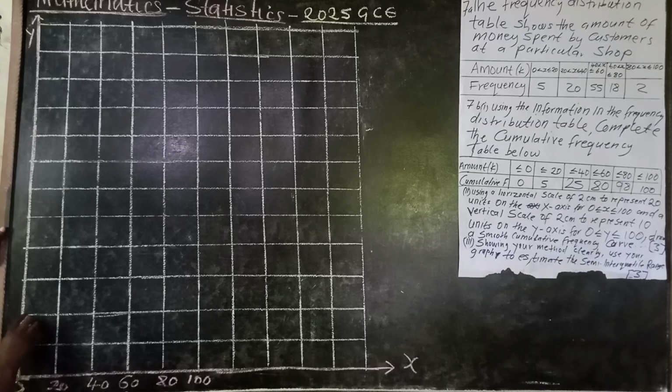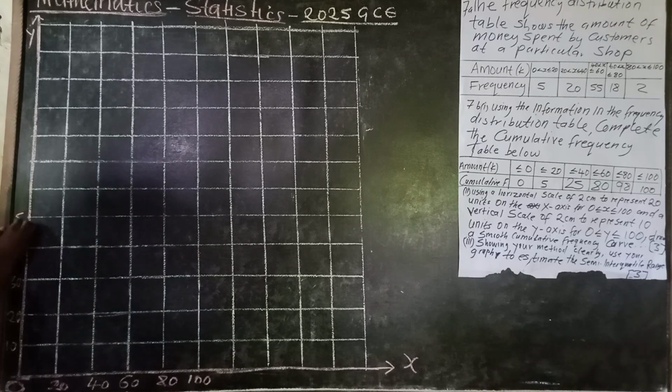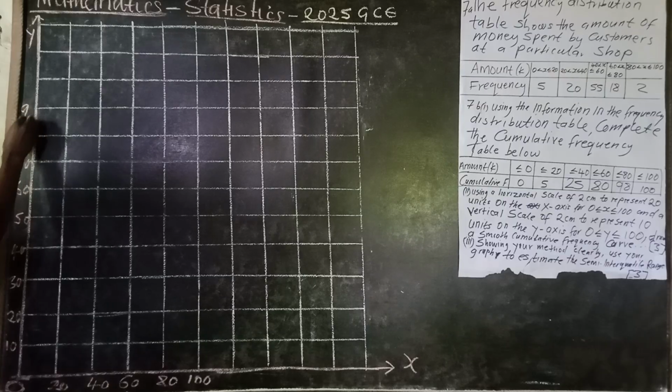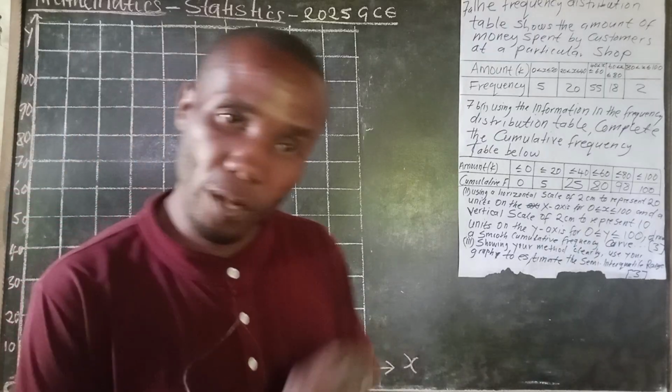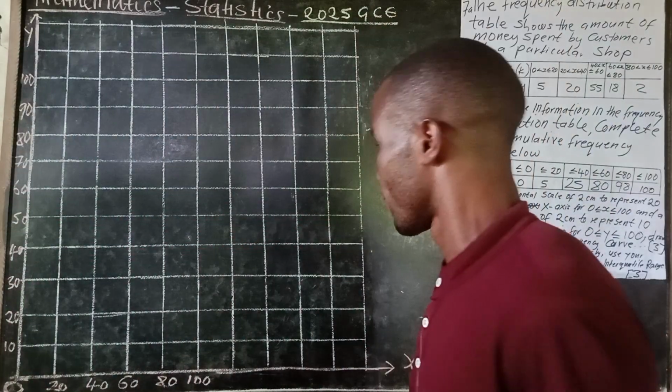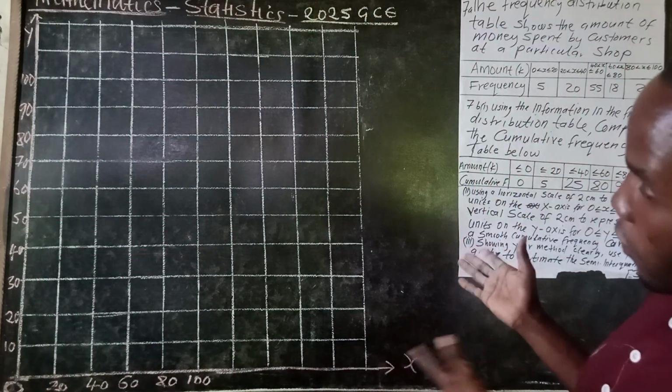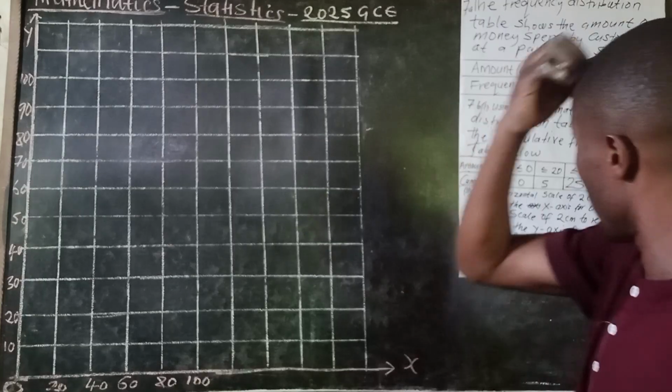Okay, then 10 plus 10 is 20. So it's 10, 10, 10, so 30, 40, okay, 50, 60, 70, 80, 90, then 100. Okay, so you have written according to the instructions given on the question. Okay, imagine that is your graph with you.